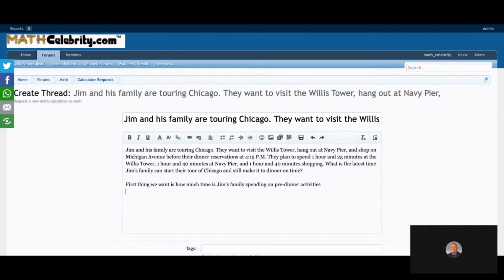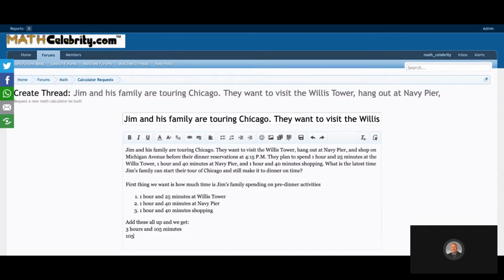So first thing we want is how much time is Jim's family spending on pre-dinner activities? All right. So we start with 1 hour and 25 minutes at Willis Tower. Let's list these out. 1 hour and 40 minutes at Navy Pier. 1 hour and 40 minutes shopping. Add these all up and we get 3 hours right here, and then 25 plus 40 plus 40 is 105 minutes. But 105 minutes gives us what? Equals 60 minutes for a full hour plus another 45 minutes. So what we get is 3 plus 1 hours equals 4 hours and 45 minutes.